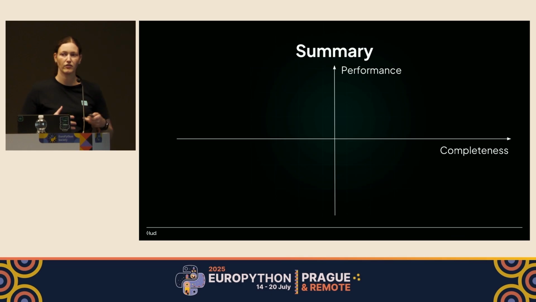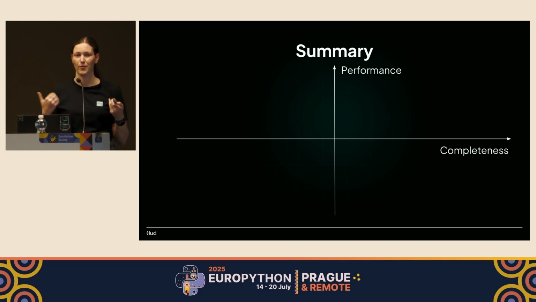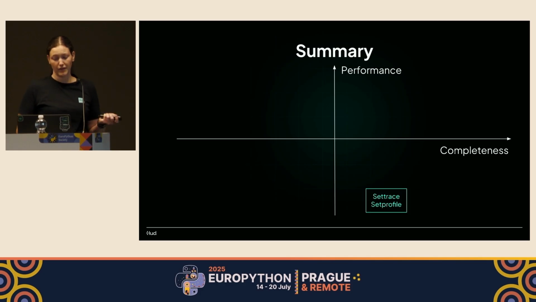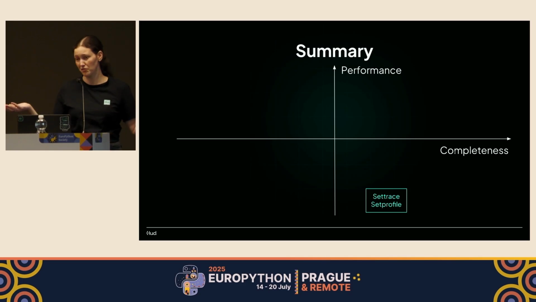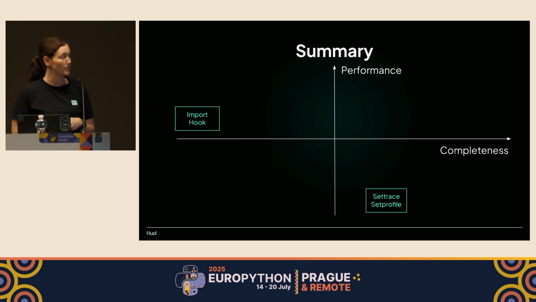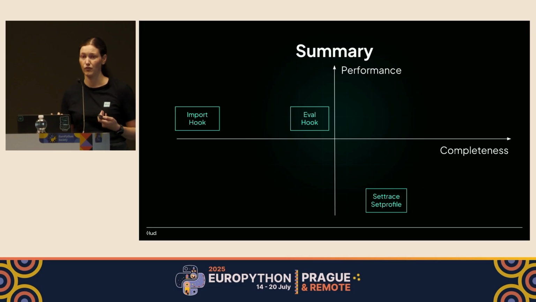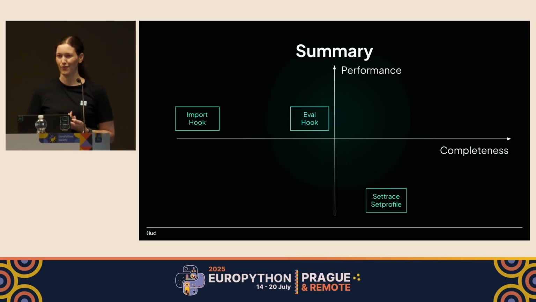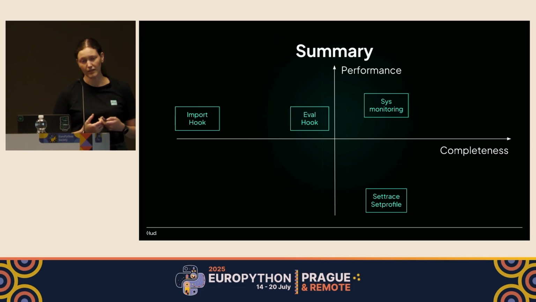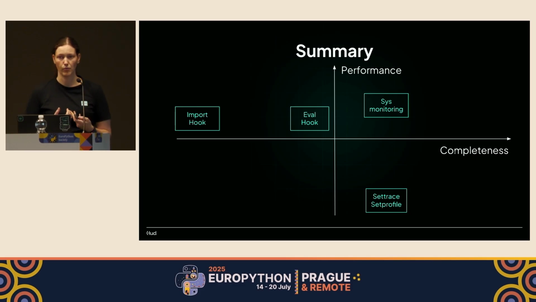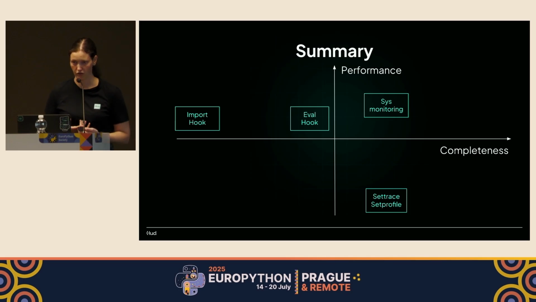So let's try to summarize what we've seen so far into a practical framework for you to be able to understand what you want to do. First of all, if you don't care about performance, use set trace and set profile. Keep debugging the way that you do. It works, it's great, why not? If we care about performance, we have the import hooks, which can really help us if we know exactly what it is that we want to track. We have the Evo hooks that are more complete in what they can do for us, but they require us to get back to writing C code. And sys monitoring kind of gives us the best of both worlds if we're talking about modern infrastructure.